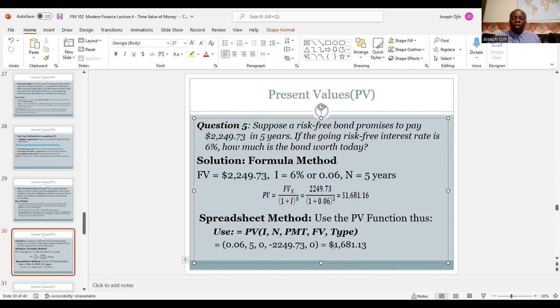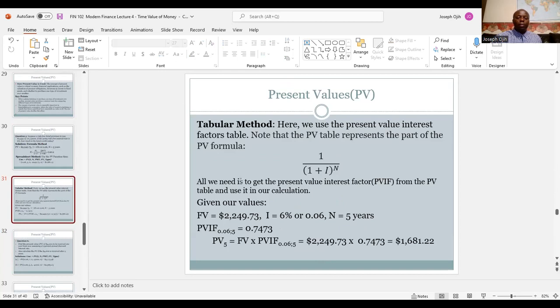Okay, so I've shown you how to get the answer using the formula method and how to get it using a spreadsheet. Now let me show you how you can get it using the present value tables. For the table approach, we have it here that the future value is 2,000. That's how much the bond will pay you after 5 years. Interest is 6%. Number of years is 5 years. So let's get the present value interest factor for 6% and 5 years from the table.